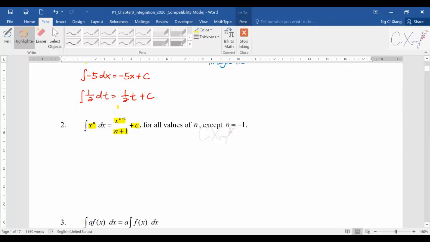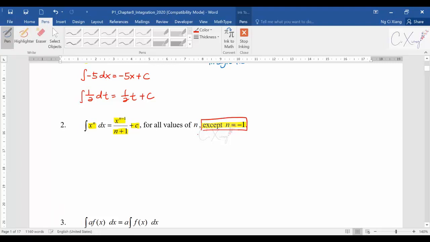So this reverse way is the power plus 1 first, then you don't multiply, you divide. It is the opposite process of differentiation. So integrate x power n, you have x power n plus 1 divided by n plus 1, then plus c, for all values of n except n equals to -1. We'll discuss this later.